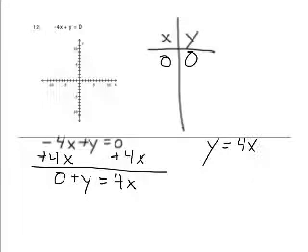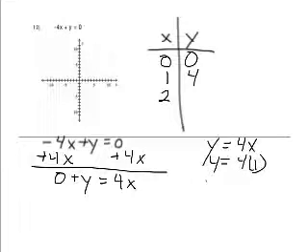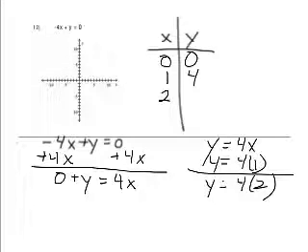So we can't use the intercepts to graph this because there's only one intercept. The x and y intercept are both the same. It's 0, 0. So we'll try some other numbers. Let's try if x is 1. Well, if x is 1, 4 times 1 equals 4. If x is 2, y equals 4 times 2, y is 8.